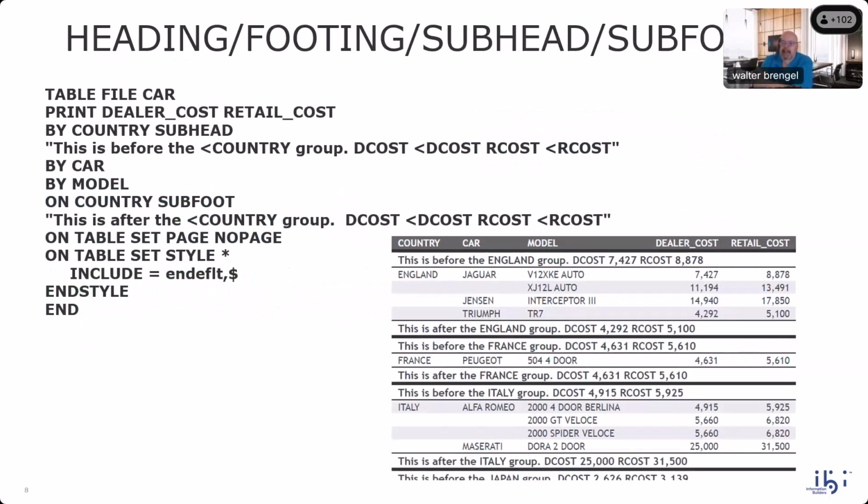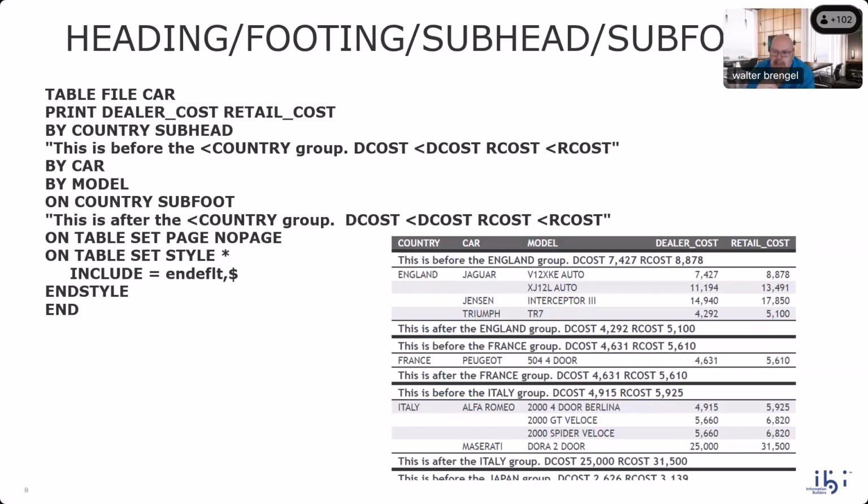All right, in this example, I'm using subhead and subfoot. So everything that I've talked about as far as putting text, as far as putting in fields, as far as spot markers, all of that is common across headings, footings, subhead, subfoot. So I changed the example now. I'm going to do subhead, and I'm doing it by country. So I have table file car, print dealer cost, retail cost, by country subhead, and then I'm going to put the country value, and then I'm going to show the dealer cost and the retail cost by car, by model.